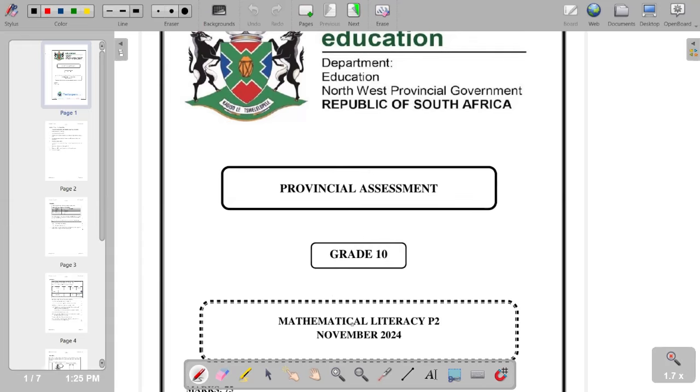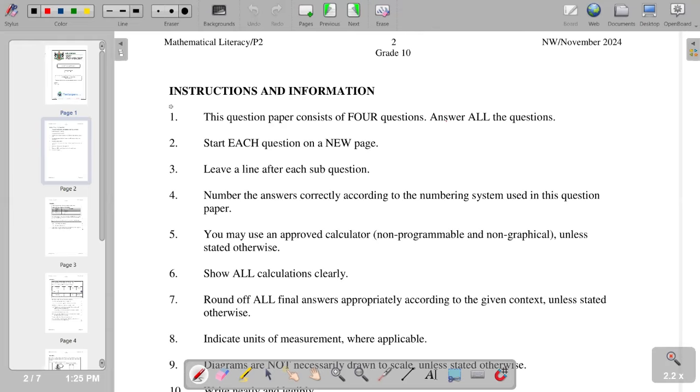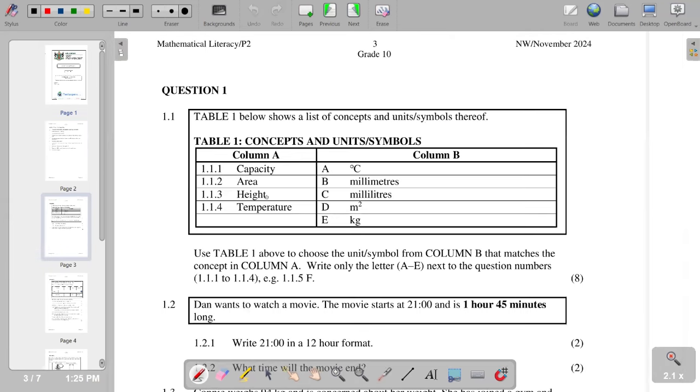So we are going to go through a question paper of November 2024 from the Northwest province. Of course, we are going to start on the instructions and information. Information number one reads: this question paper consists of 4 questions, and we have to answer all of the questions that are there in the question paper, which means we do not have options. All questions are compulsory.